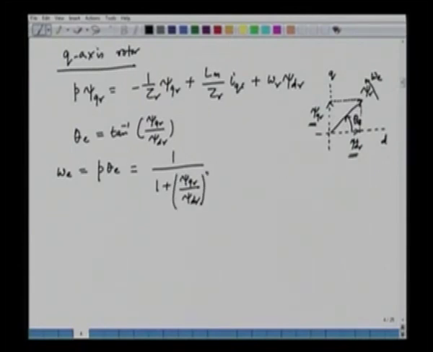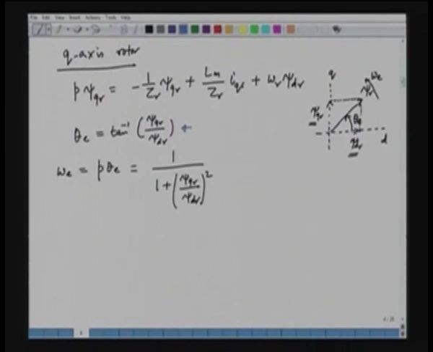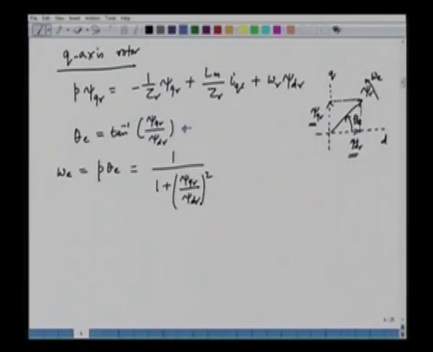So we are basically differentiating tan inverse of psi qr by psi dr, and this has to be done as differentiation in parts. So we have 1 upon 1 plus psi qr by psi dr square into psi dr p psi qr minus psi qr p psi dr by psi dr square. So we are trying to evaluate p theta e, that is d theta e by dt, and this is given by the following expression.